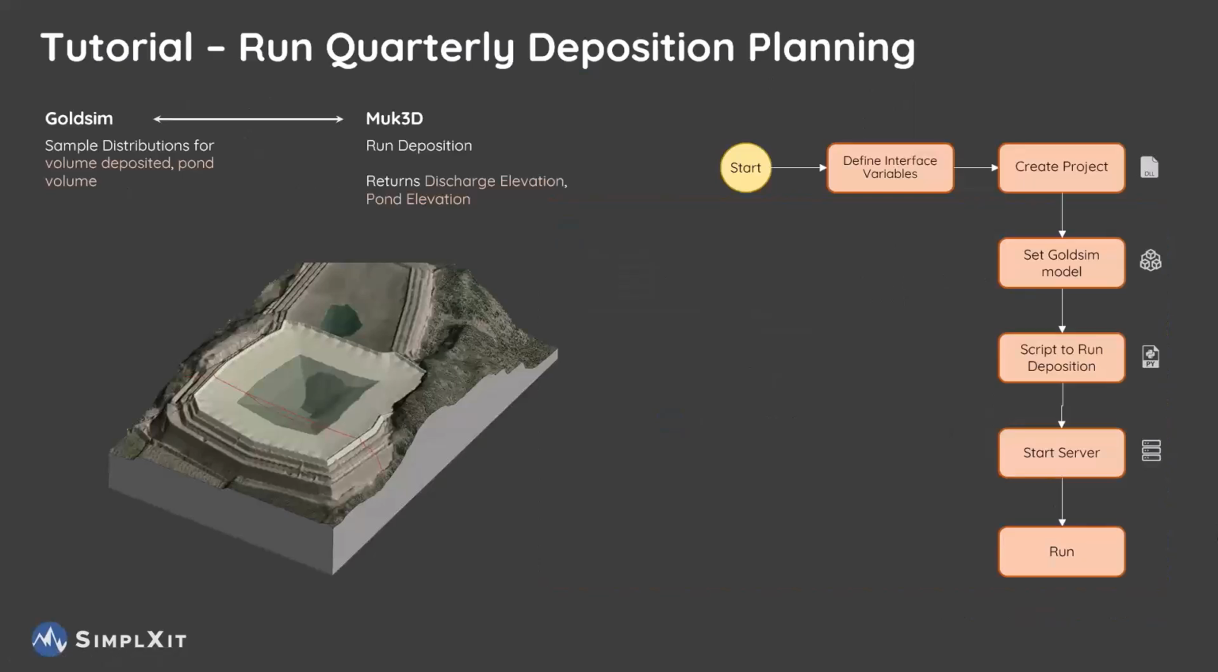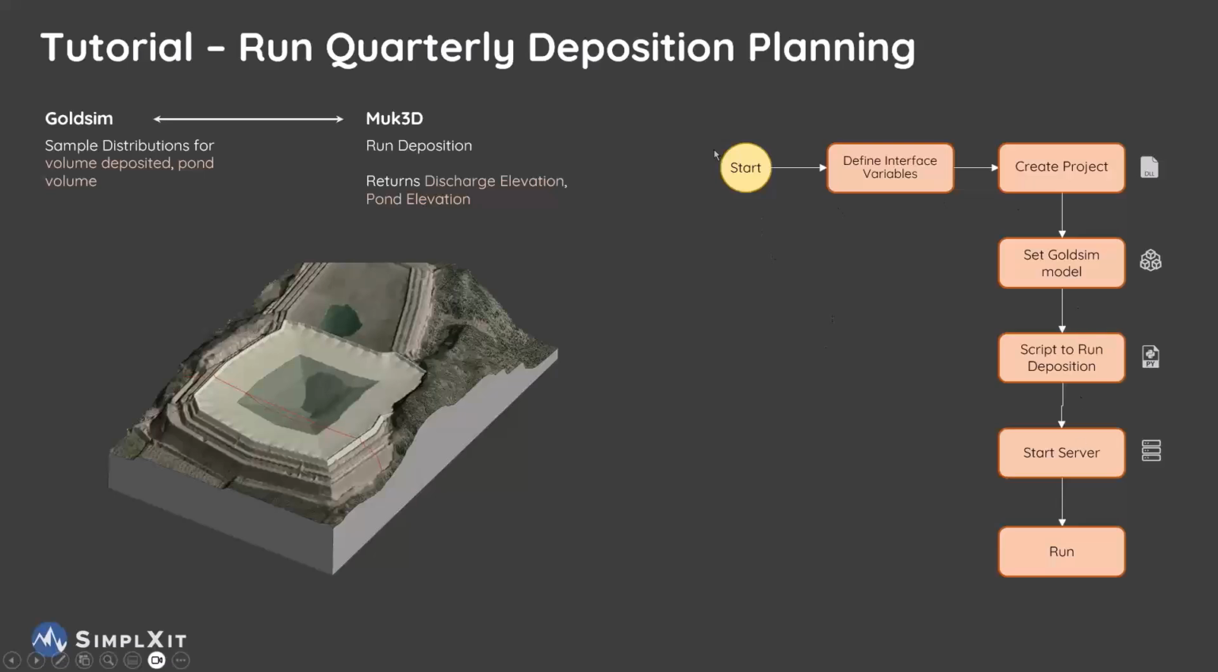So for this tutorial, we'll run a quarterly deposition plan. We'll use this topography here, this grid. The model in GoldSim will be very simple. It will have the volume that you deposit as a distribution, and the pond volume that is within the dam, and that will vary with time as well. And then within Muk3D, we'll just run the deposition, and then it will give us back the discharge elevation and the pond elevation.